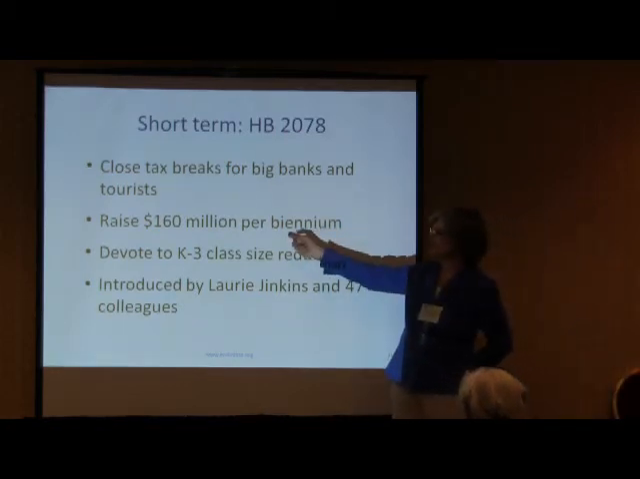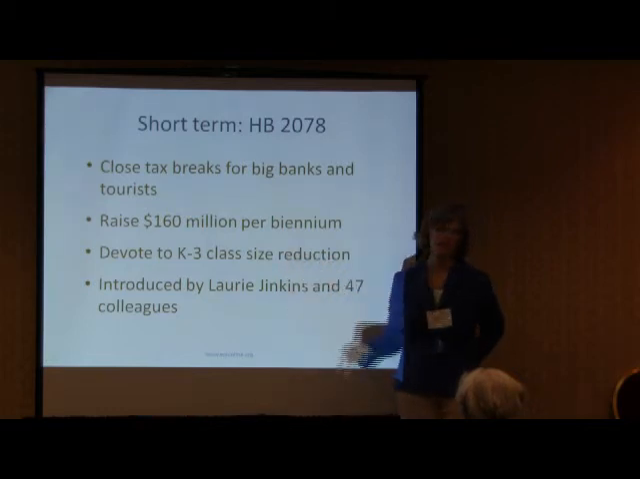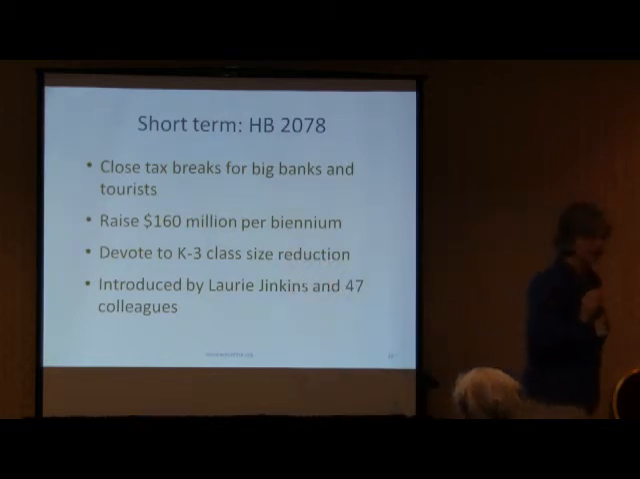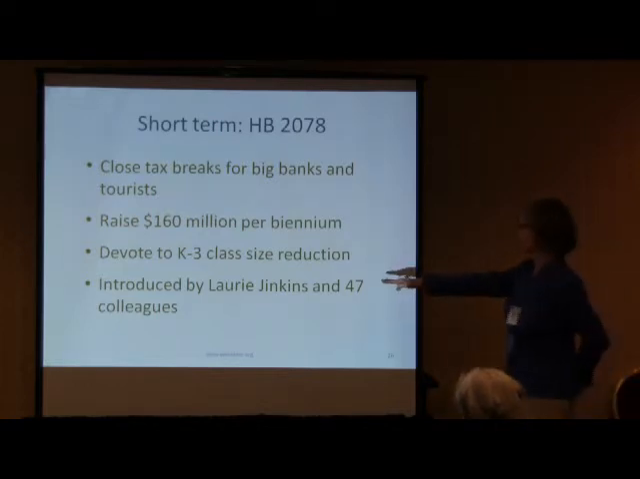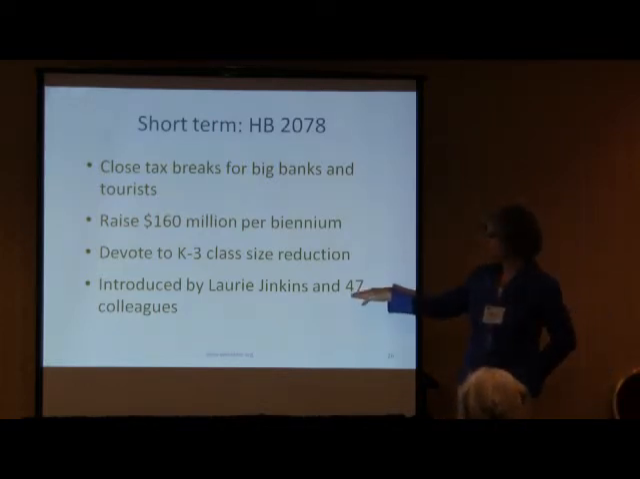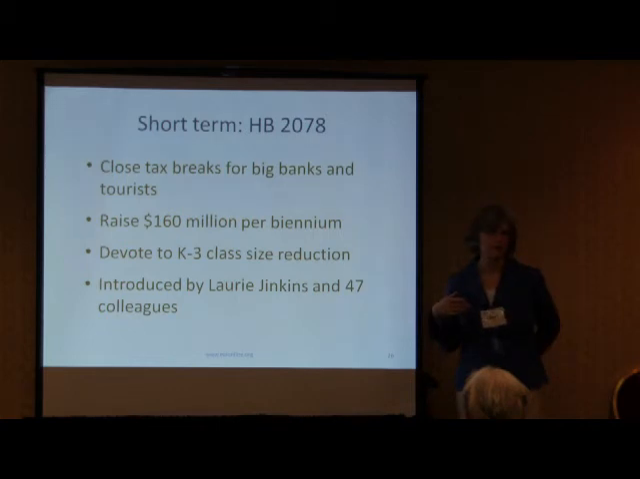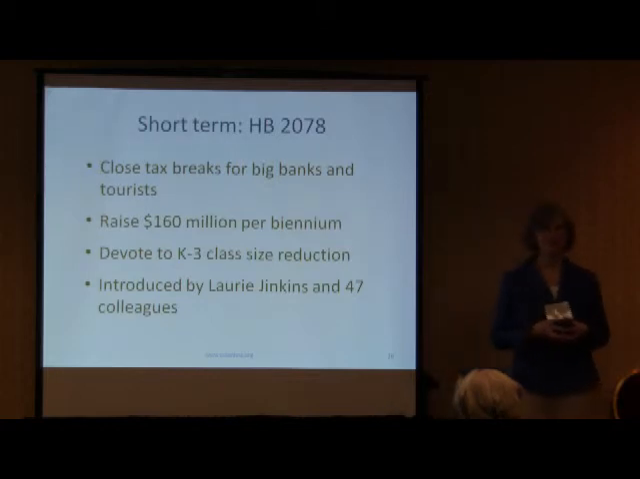It would raise about $160 million per biennium, and it would be devoted to K through third grade class size reduction. And it has a lot of support. Lori Jenkins of the Tacoma area and 47 of her colleagues signed on to the bill. But will it get a 2/3 majority? I'd be kind of surprised.